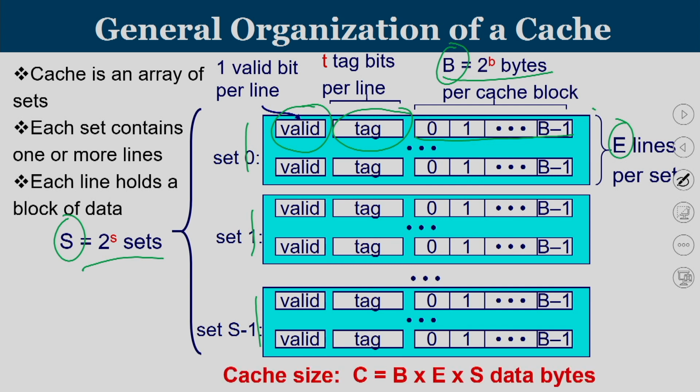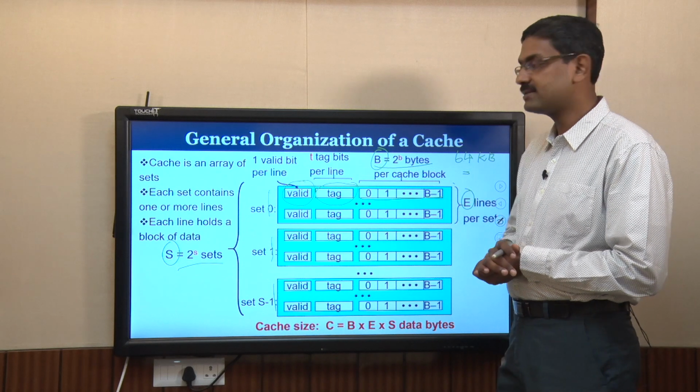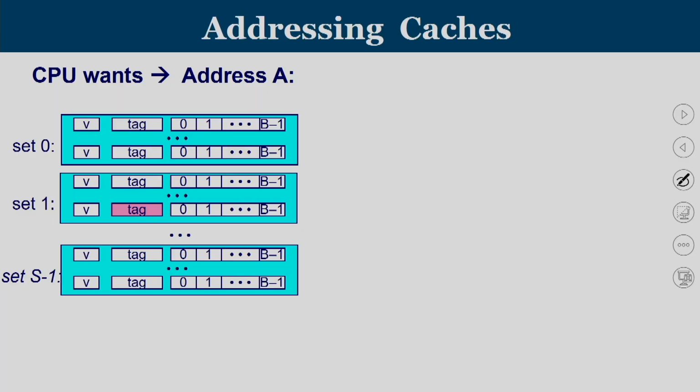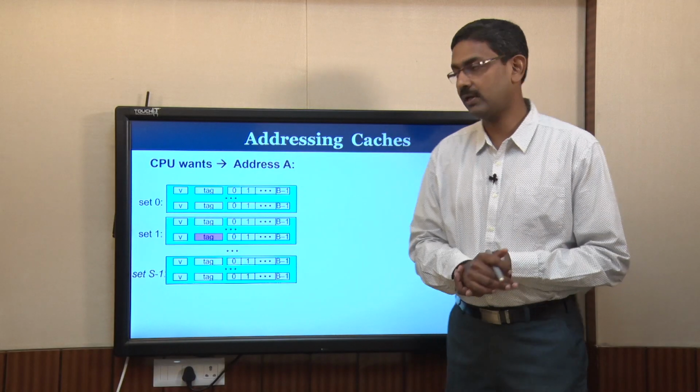So, what is the total cache size? It is B into E into S, that is your total cache size. So, when I talk about 64 kilobytes of cache, that means the 64 kilobyte cache is divided into S sets, each set has E lines, and each line has B bytes of data. Now, how are you going to address the cache? Once the CPU gives an address, how will you know where in the cache it is located?